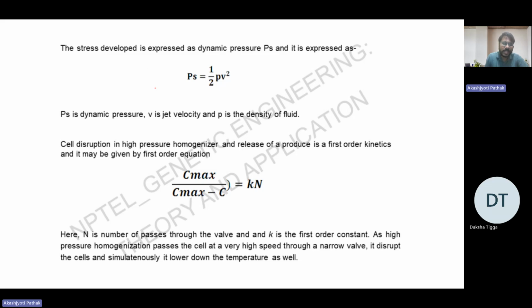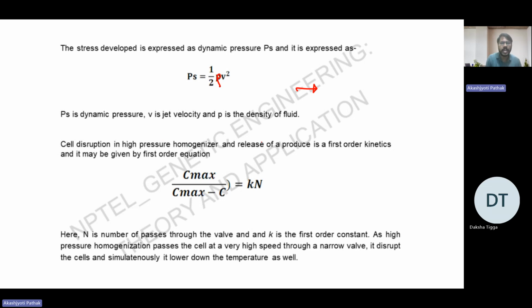So it experiences a shear stress, isn't it? What is the shear stress that the cell experiences? That is given by this equation: PS equal to half rho V square. Rho is the density of the fluid, PS is the dynamic pressure, and V is the jet velocity. The lysate comes out from this small valve with this velocity, and the shear force that it will experience will depend on the velocity with which it is ejected, and the density of the fluid.